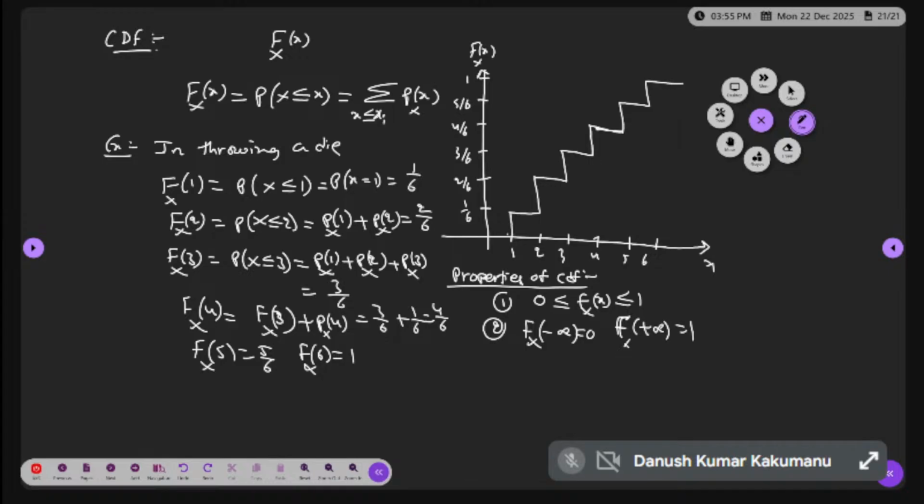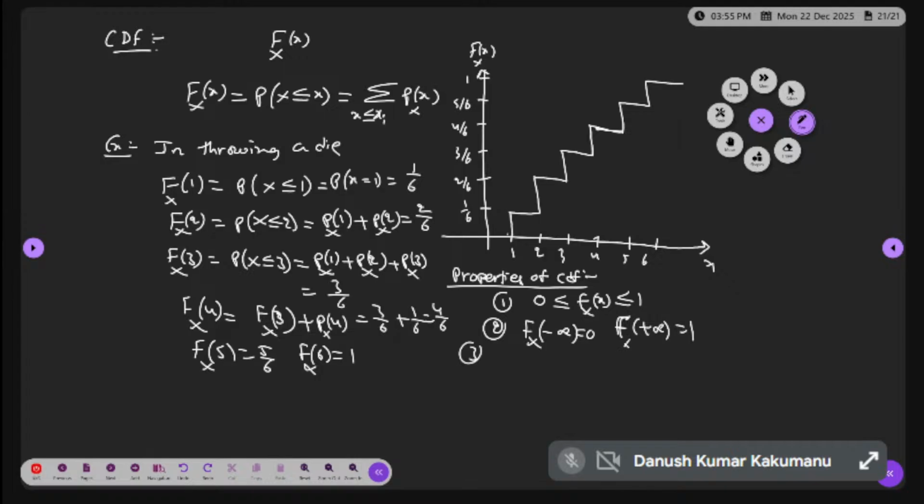You are understanding? CDF of minus infinity is 0. CDF of plus infinity is 1. These can be expected in the exam. These values are also important. You are understanding? No confusion? Next, the third property.